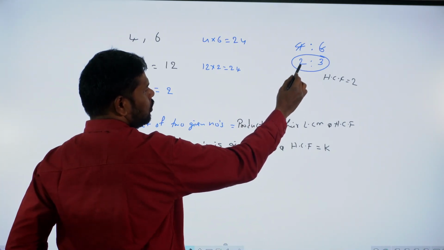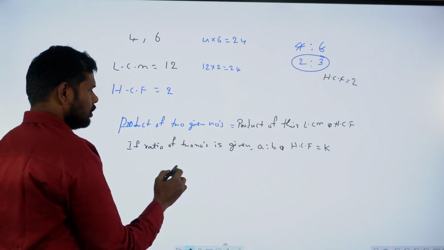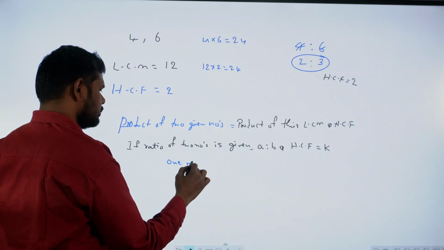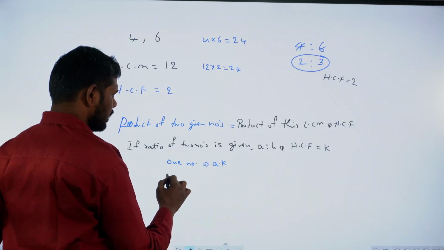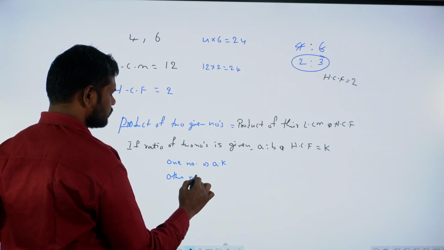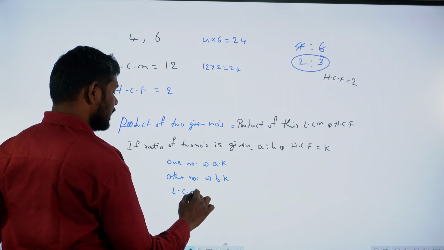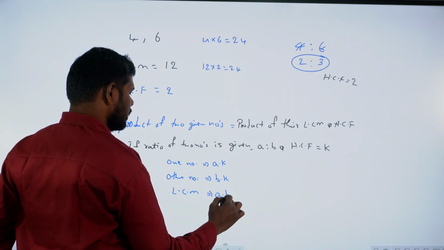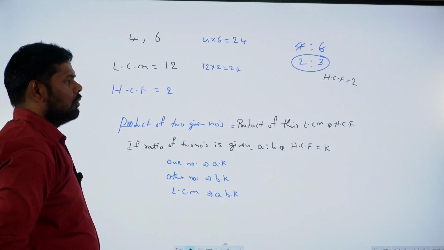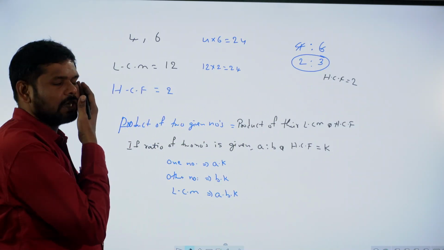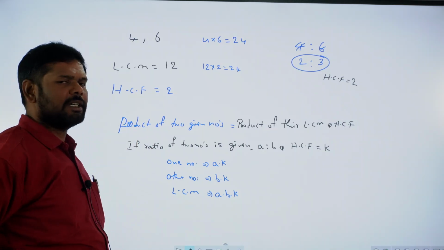If you multiply the ratio terms by 2, 2 into 2 is 4, 3 into 2 is 6. So one number equals A into K, the other number equals B into K. And in this case, LCM equals A into B into K. 2 into 3 is 6, into 2, you get 12. Only for understanding purposes, I took 4 and 6. Whatever numbers you take and check, these two statements are always correct.